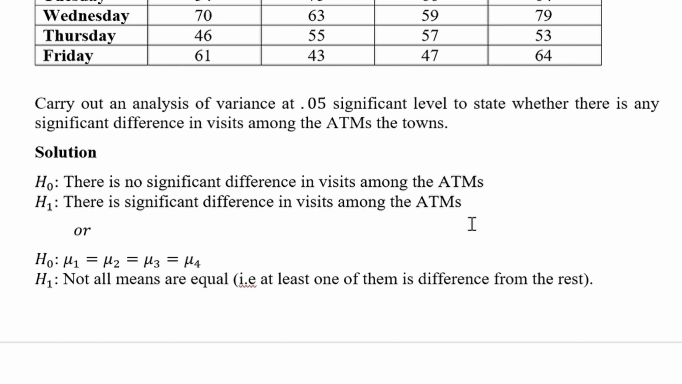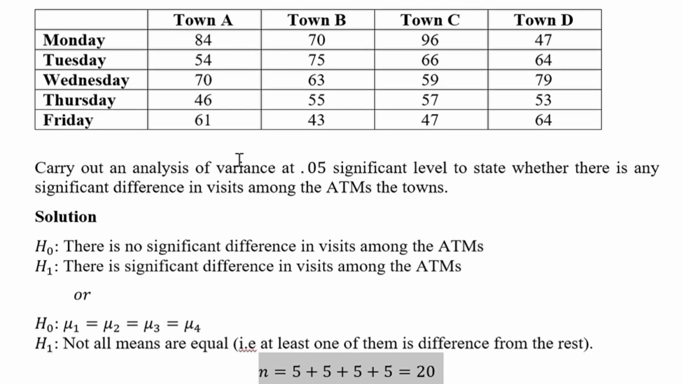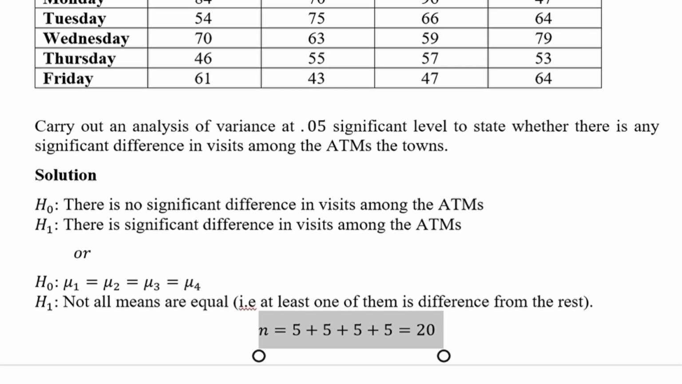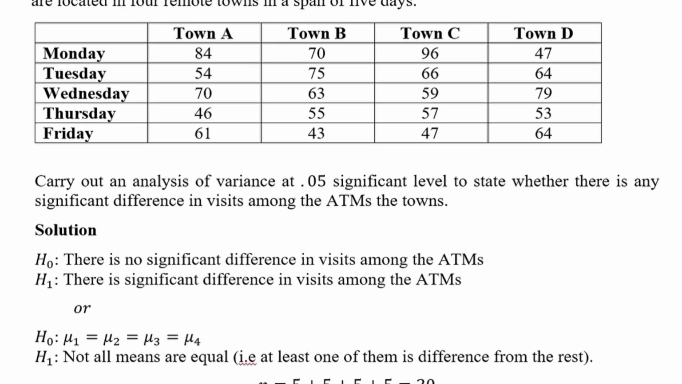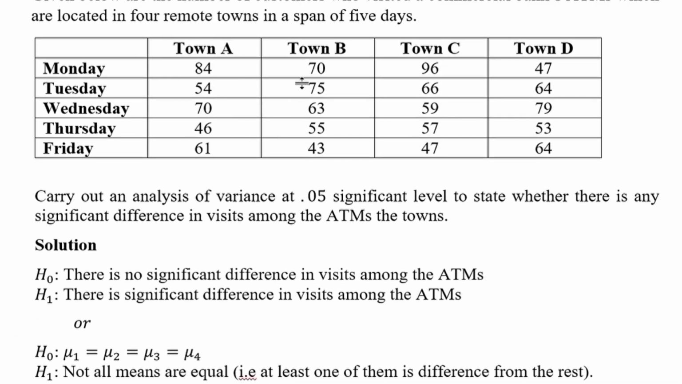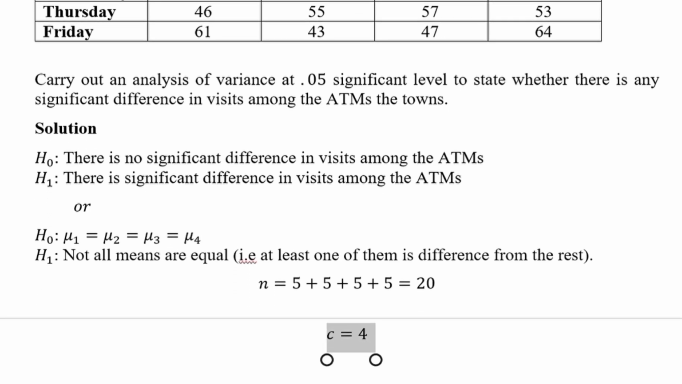Then we need to get our n. Our n refers to the total sample size. You can see we have 5 here, 5, 5, and 5. So the sum of those will give us our n, which is 20. Then we need to get our C. C refers to the number of treatments. We have 1, 2, 3, 4. So our C is 4.